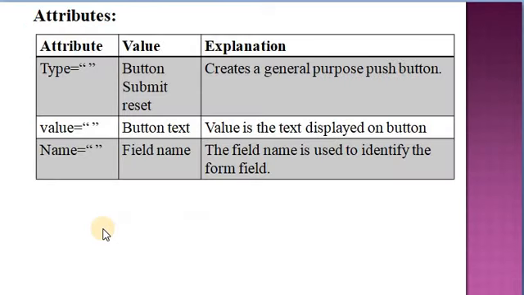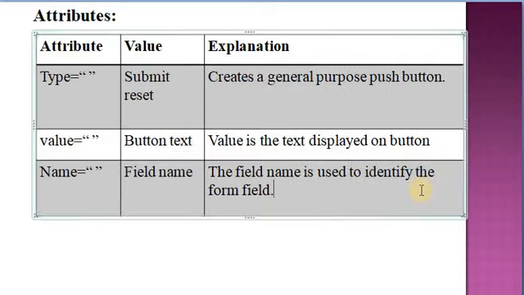Next are the attributes of a button element. There are mainly two values, that is submit and reset, and type is an attribute, value is also an attribute, and name is also an attribute of a button tag. Here submit and reset are the values of the type, which creates general purpose push buttons, and value means the button text. Value is the text displayed on a button, and the name field is used to identify the form field.